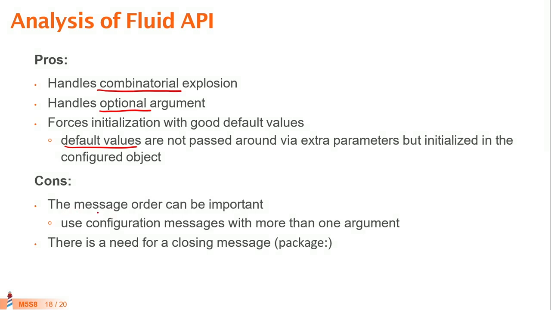The con is that sometimes the message order can be important, and then in that case, you will have to pay attention. Maybe you can use configuration with more than one argument and things like that. And there is really this need. Often there is this need for a closing message, because otherwise the builder does not know: do I need to wait for an extra optional argument, that my client will use or not? So the builder needs to know, okay, now I can proceed. I can take the configuration and do something. But for us, this is really just the price to pay, and the result is much better.